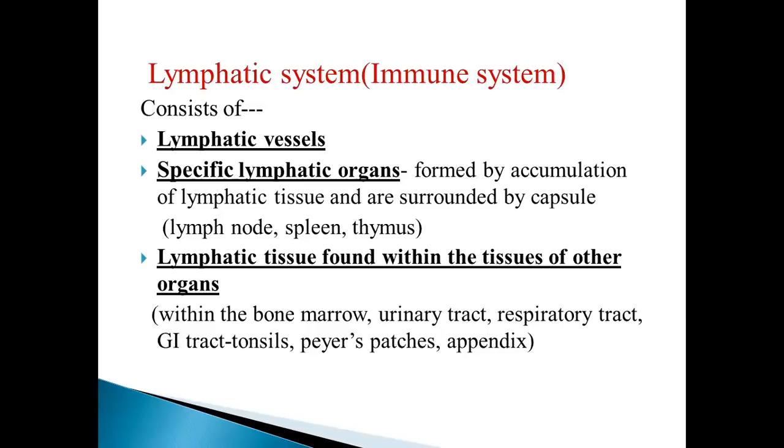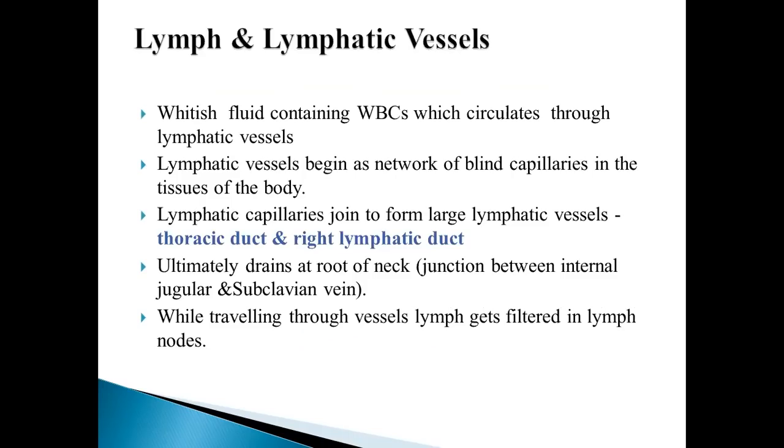What is the lymphatic system? It is the immune system of the body, which consists of lymphatic vessels and specific lymphatic organs formed by accumulation of lymphatic tissue and surrounded by capsules. In our body, such organs are the lymph node, spleen, and thymus. There is also some lymphatic tissue present in tissues of other organs, serving the immune function in the bone marrow, urinary tract, respiratory tract, GI tract, and appendix, where there is an aggregation of lymphatic tissue.